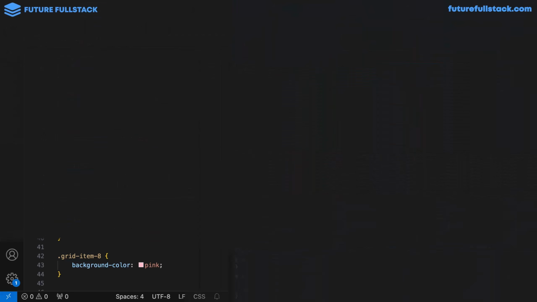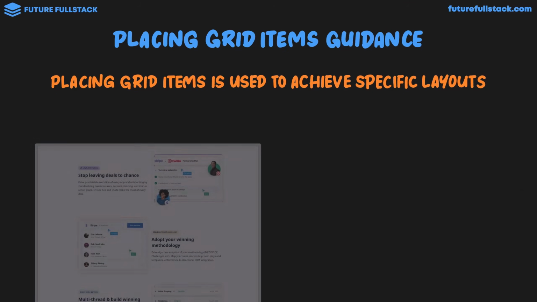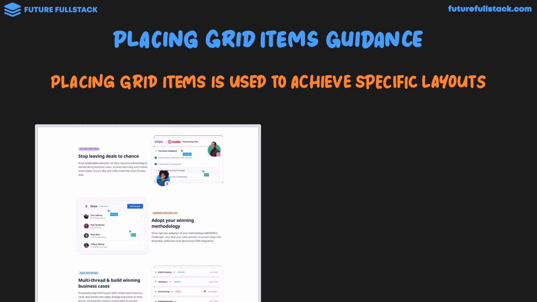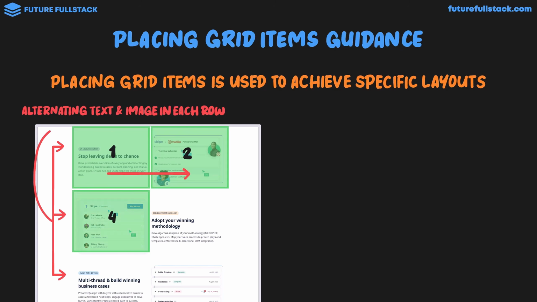So let's now take a look at some placing grid items guidance. Placing grid items is used to achieve specific layouts. Looking at this example here, this kind of layout is common in a feature section, where we have alternating text and image in each row. Grid item 1 is the group text, grid item 2 is the image. This is in the first row. In the second row, the order swaps. So now the image is grid item 4, and the group text is grid item 3 in the second row.